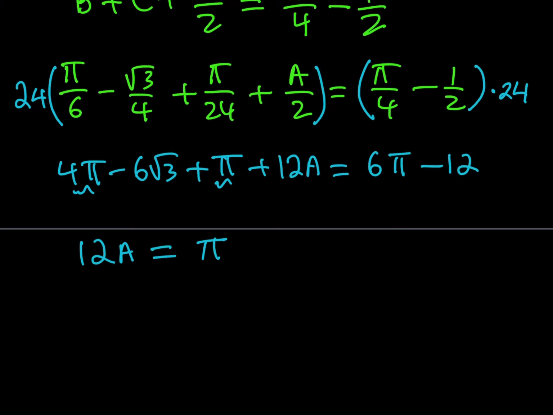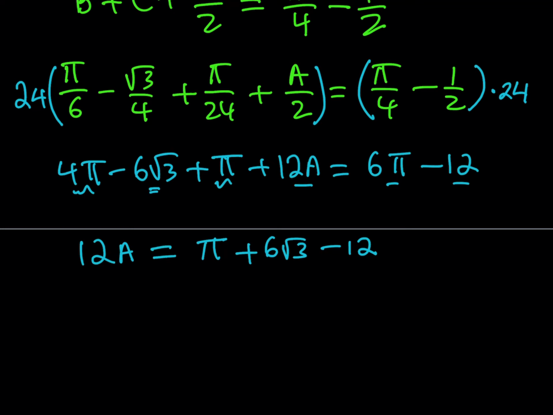So I've taken care of these, and then if I add this to both sides, that's going to give me pi plus 6 root 3. And then minus 12 is already there, right? So I can leave it there. Everything looks good now. So I have the 12a, I've taken care of these and everything else. Cool. Now, what am I going to do next?